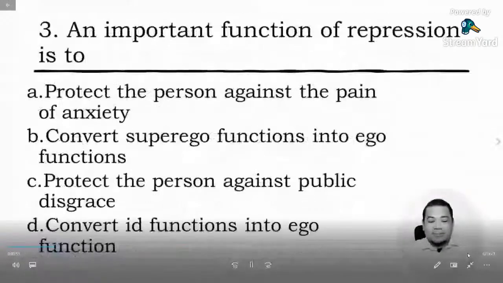Number 3. An important function of repression is to A. Protect the person against the pain of anxiety. B. Convert superego functions into ego functions. C. Protect the person against public disgrace. Or D. Convert id functions into ego functions.